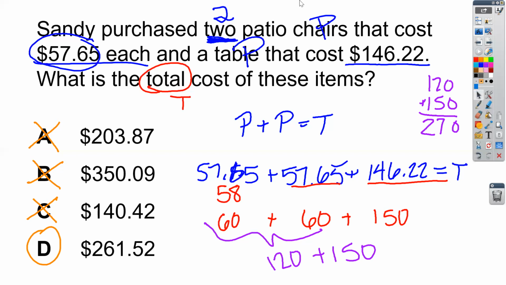Now, had I solved it exactly, you would have had to make sure to line everything up, line up those decimal points. But again, it's multiple choice. I highly suggest rounding first and going from there. Let's look at one more example.